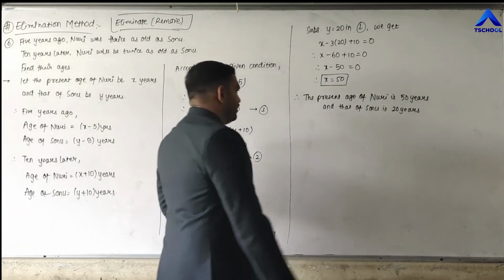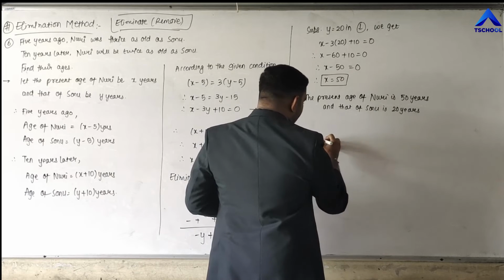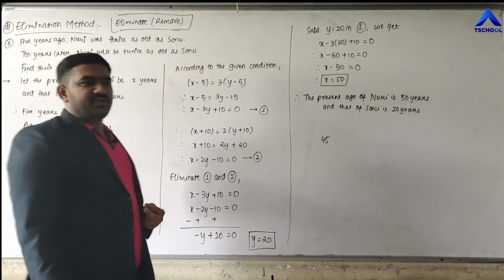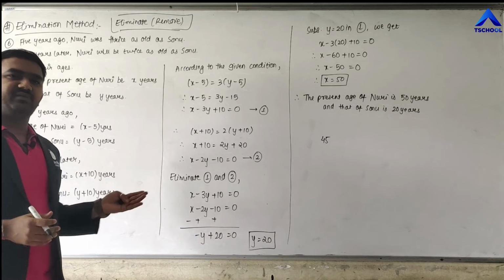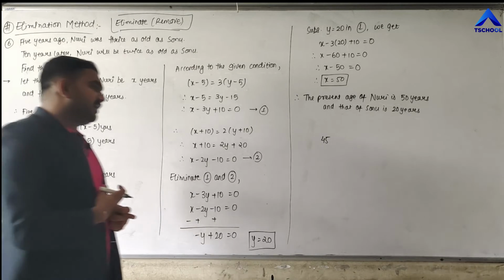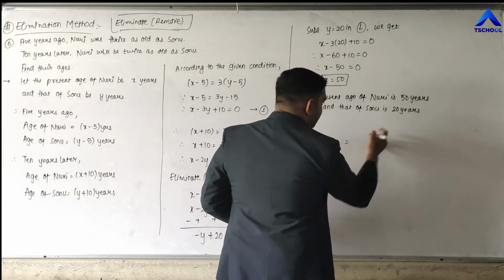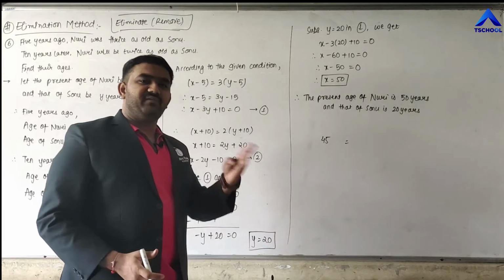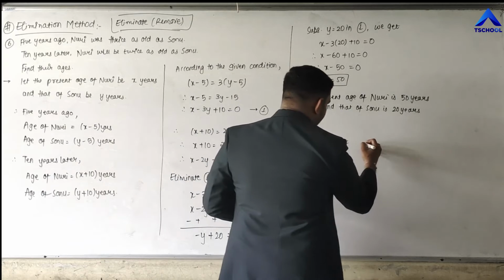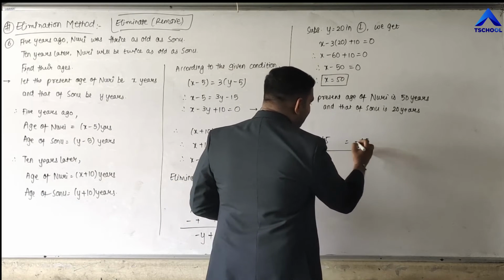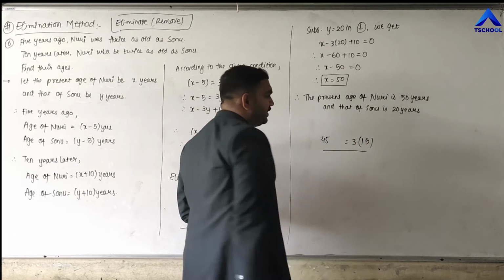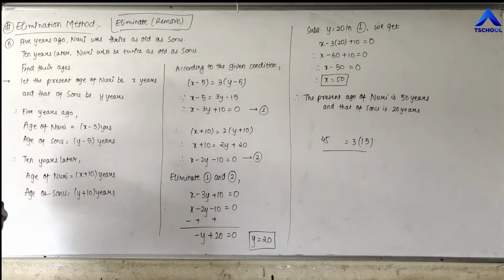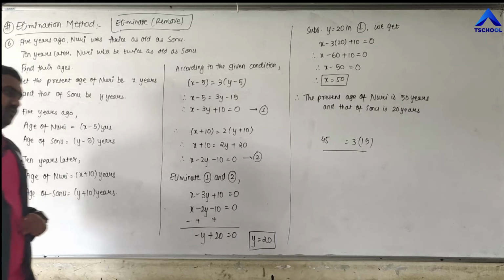So 5 years ago, that means the present age is 50, so 5 years ago the age was 45, is equal to 3 times 5 years ago that of Sonu. That means present age is 20, so 5 years ago the age was 15. Right? Now to balance this equation, we need to multiply 3 to the age of Sonu. So that we did it here. Check it. 45 equals 3 into 15.